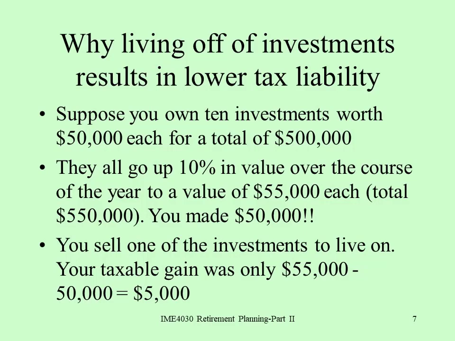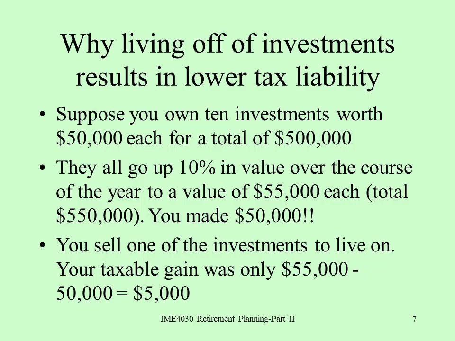But here's the difference. If you made $50,000 of ordinary income, like on a job, you'd be taxed on that $50,000. But here's what we do as investors. Let's say you want to pull that $50,000 out to live on. What you could do is sell one of those investments, one of those $50,000 original investments, which is now worth $55,000. Your taxable gain on that was the difference between what you paid for it and what you sold it for.